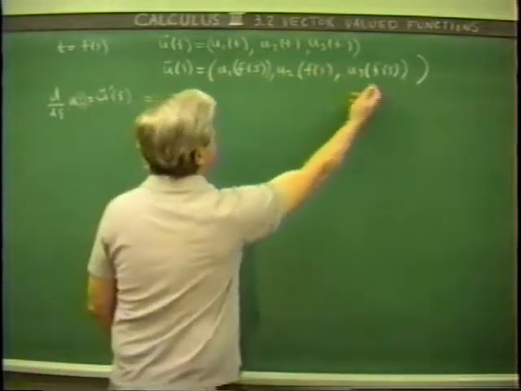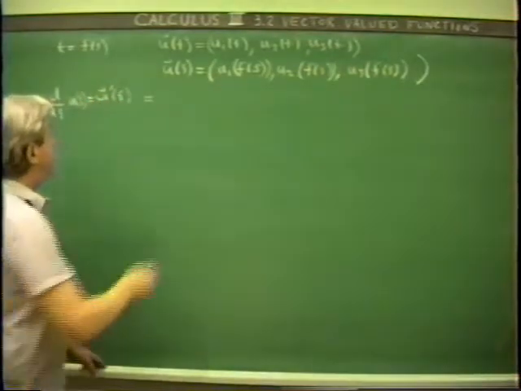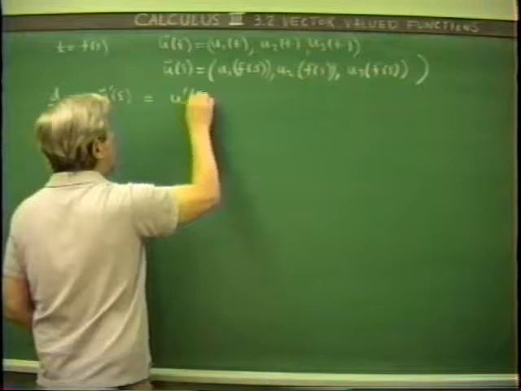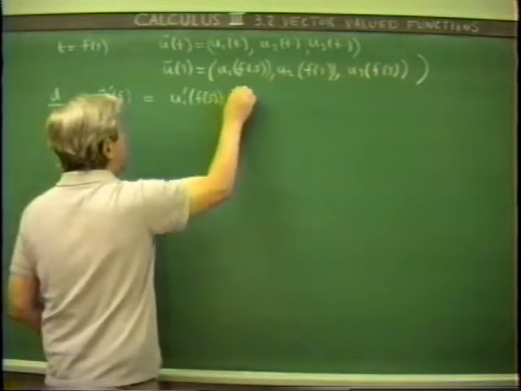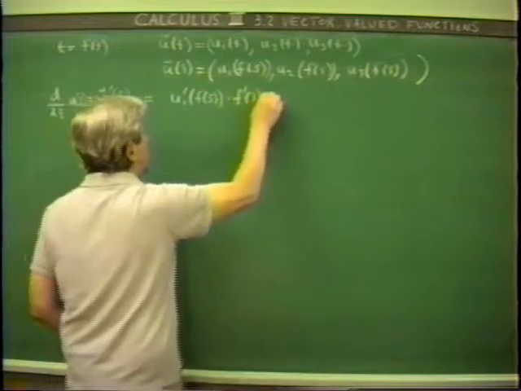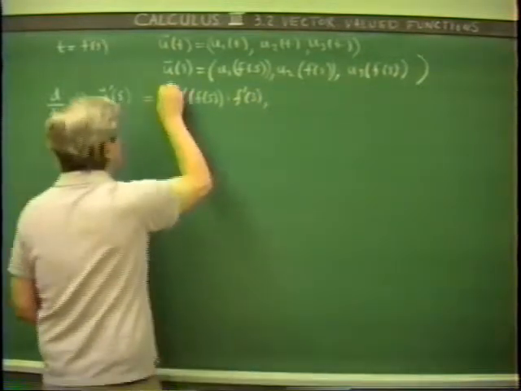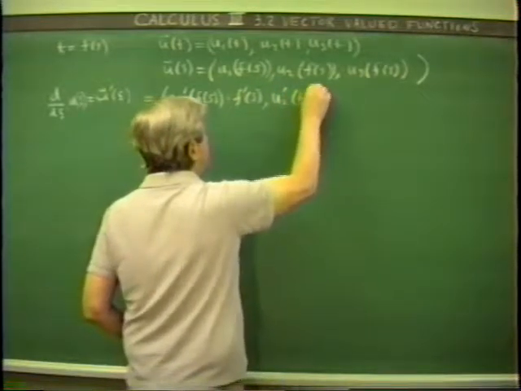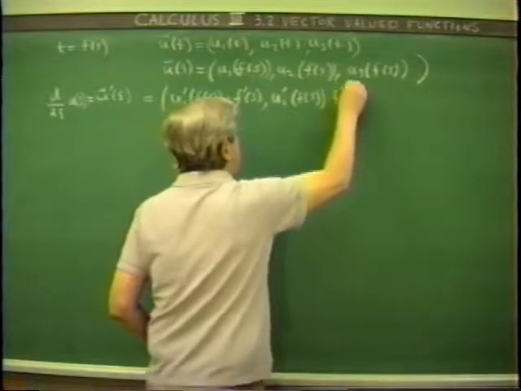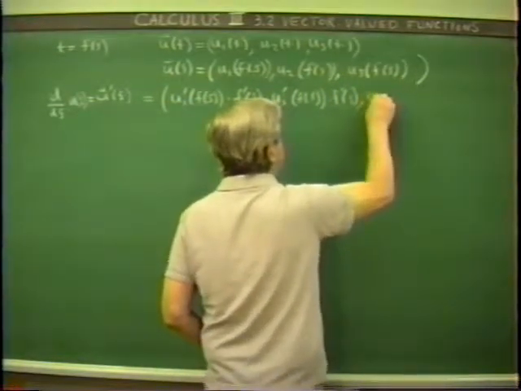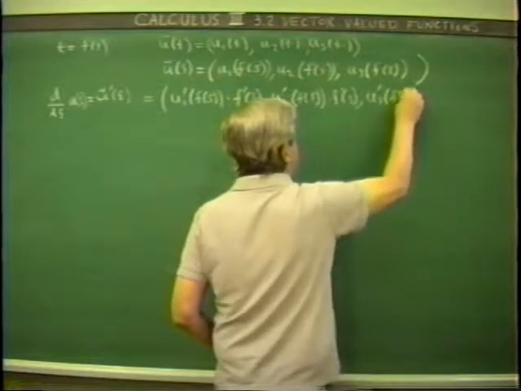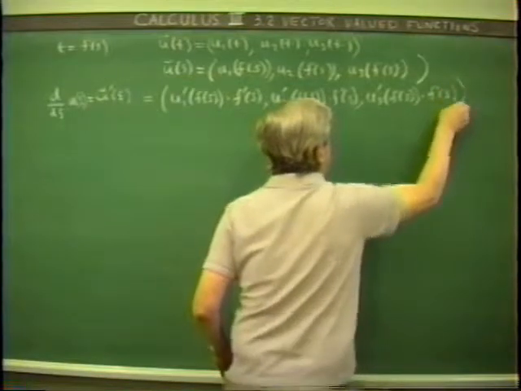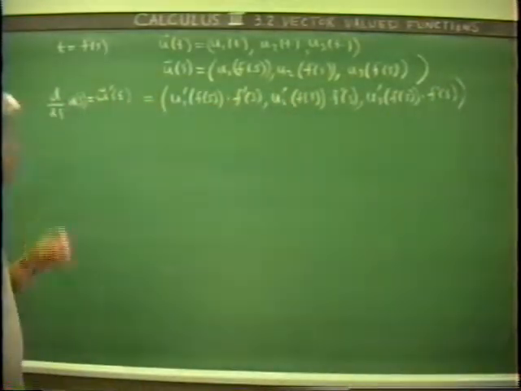We wish to differentiate this with respect to s. This is a composition, so it's the derivative of u1 at f of s times the derivative of f at s. That's the first component. The second one is the derivative of u2 at f of s times f prime at s. And the third component is the derivative of u3 at f of s times f prime of s. And this multiplication here now is just strictly multiplication.